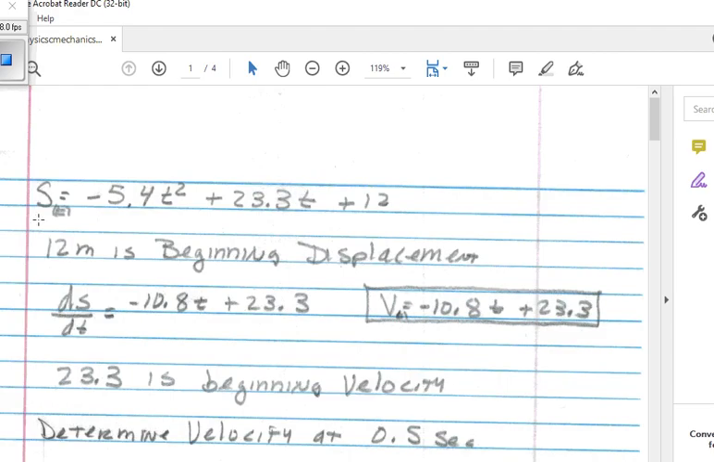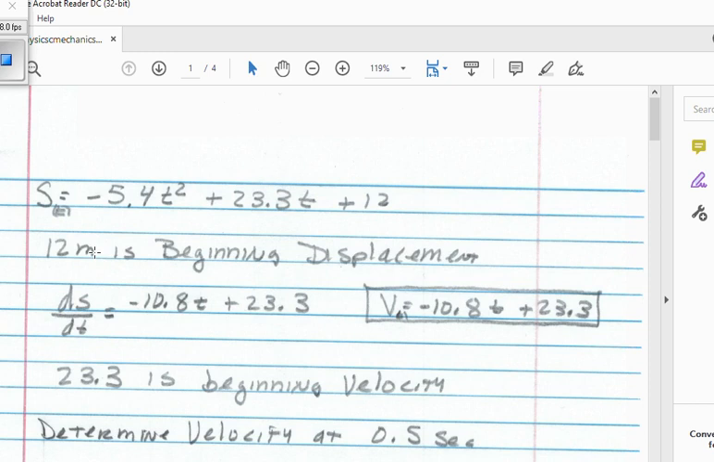So our graph is a displacement versus time. So S is for displacement. The line of best fit gives us an S sub t. And again, that subscript t means it's based on time. It is negative 5.4 t squared plus 23.3 t plus 12. Now 12 is our beginning displacement, so if I put 0 in for time, I'll get 12.